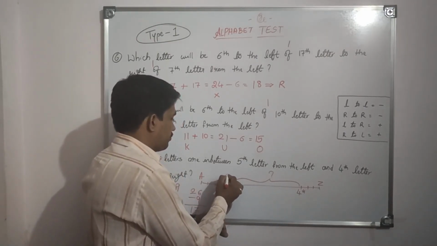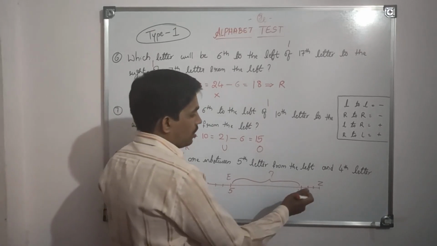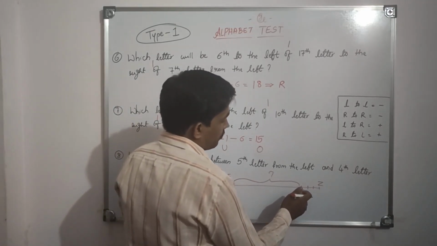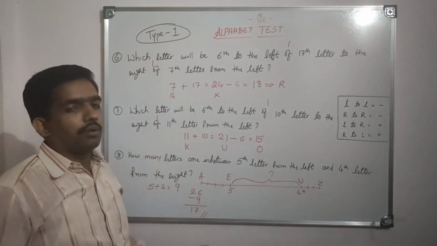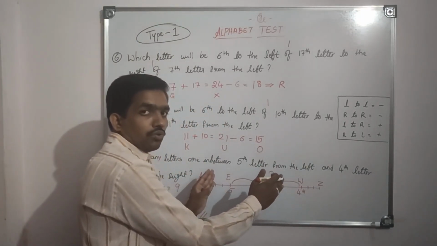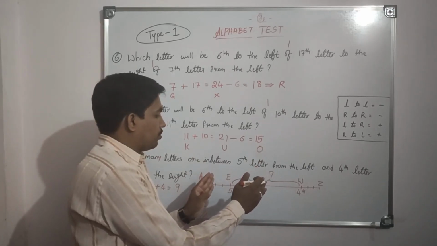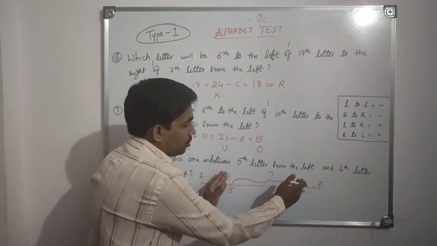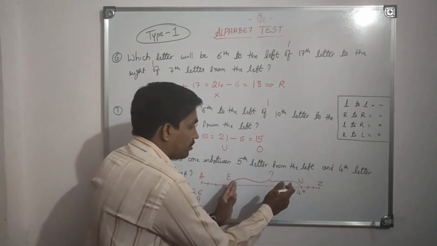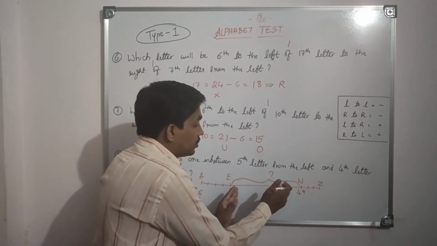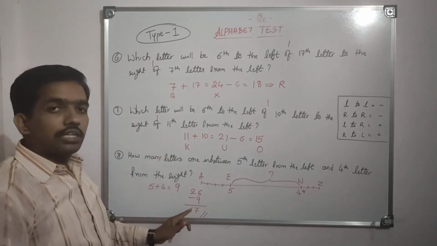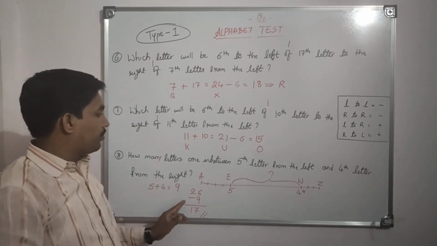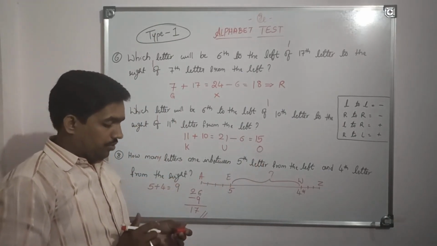5th letter is E and 4th letter from the right means W. In between E and W, excluding E and W. Okay, excluding E and W. The question is how many letters are in between. Okay, there are 17 letters in between E and W.